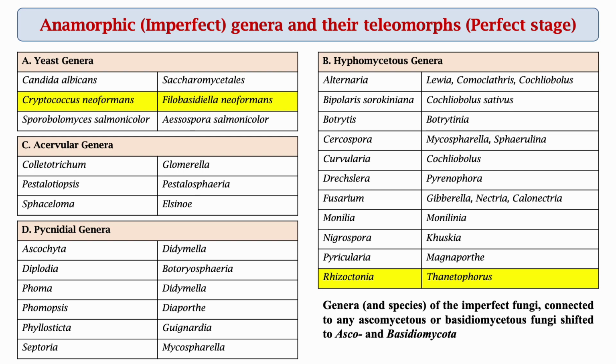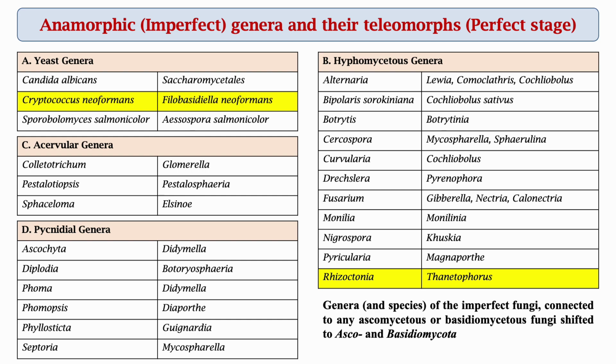Followed by Monilia. Its perfect stage is Monilinia. Then Nigrospora, its perfect stage is Khuskia. Pyricularia, it is the common example. Its perfect stage is Magnaporthe. And last example, that is Rhizoctonia. Its perfect stage is Thanatephorus.